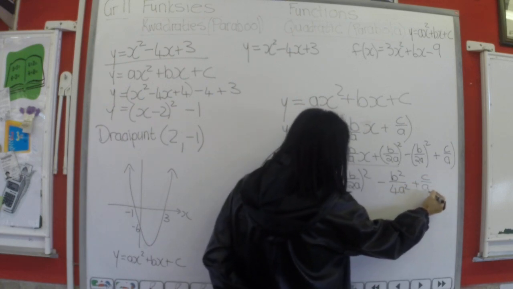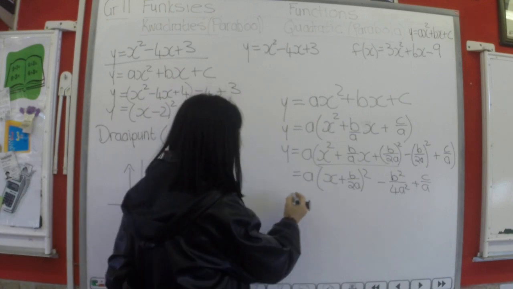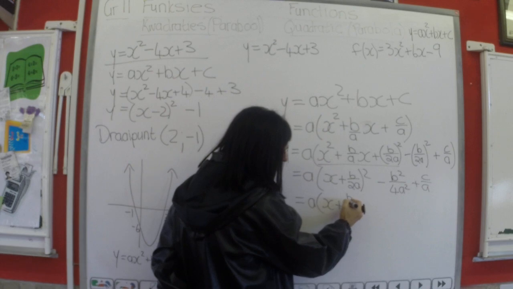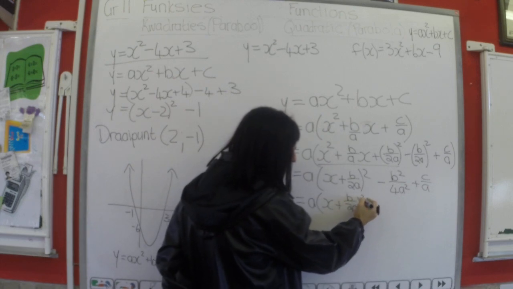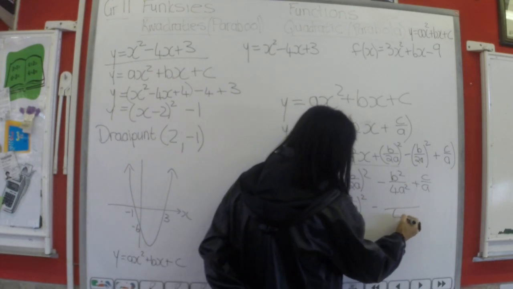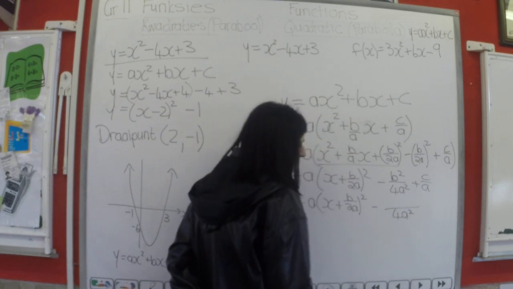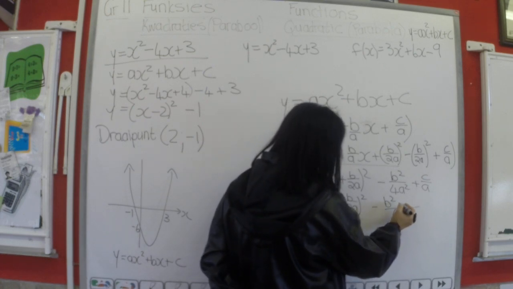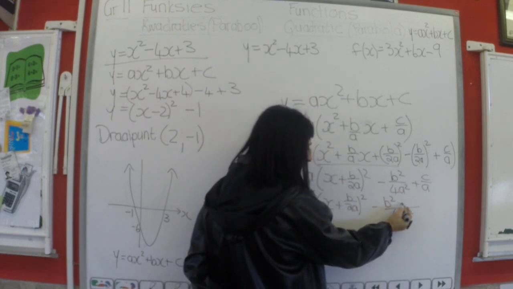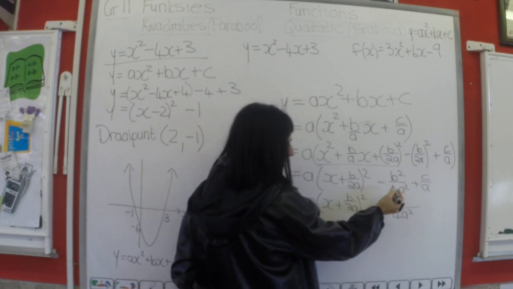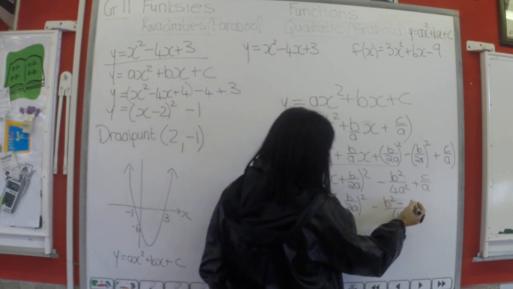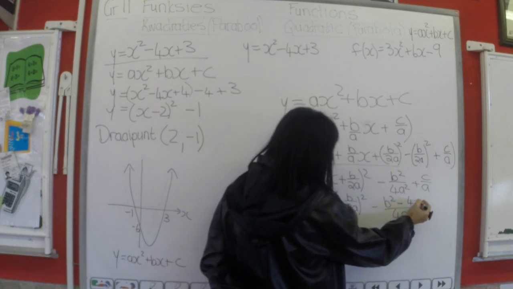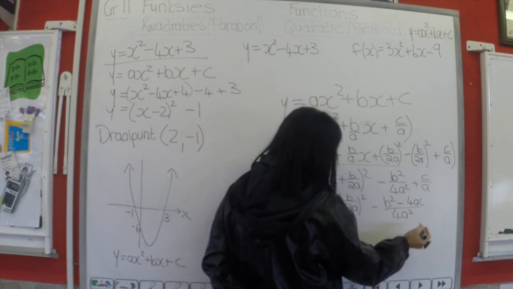c on a, and I can put that on the same denominator: a times x plus b on 2a squared minus, and if I put both on 4a squared, I've got b squared, and if I put it on one denominator, that becomes a minus. Be careful over there, and it must be 4ac.